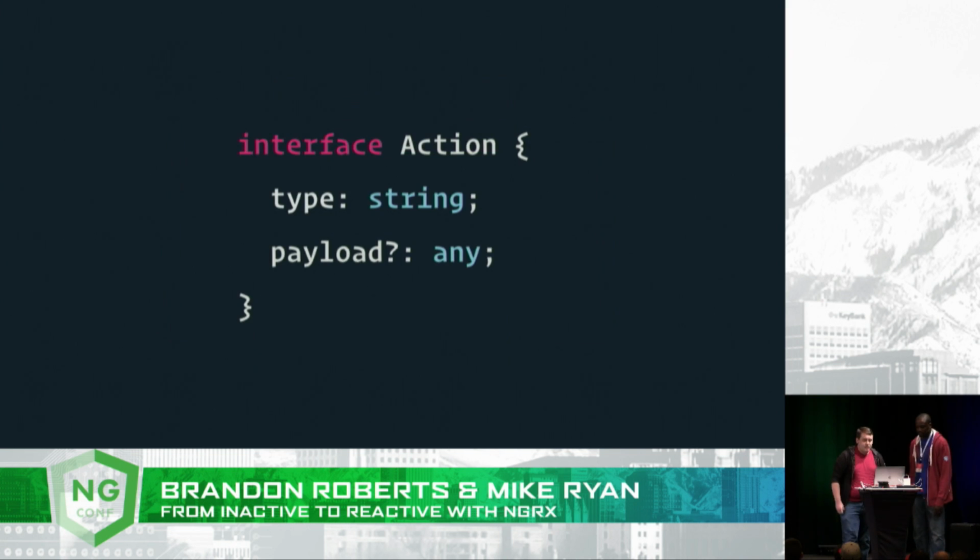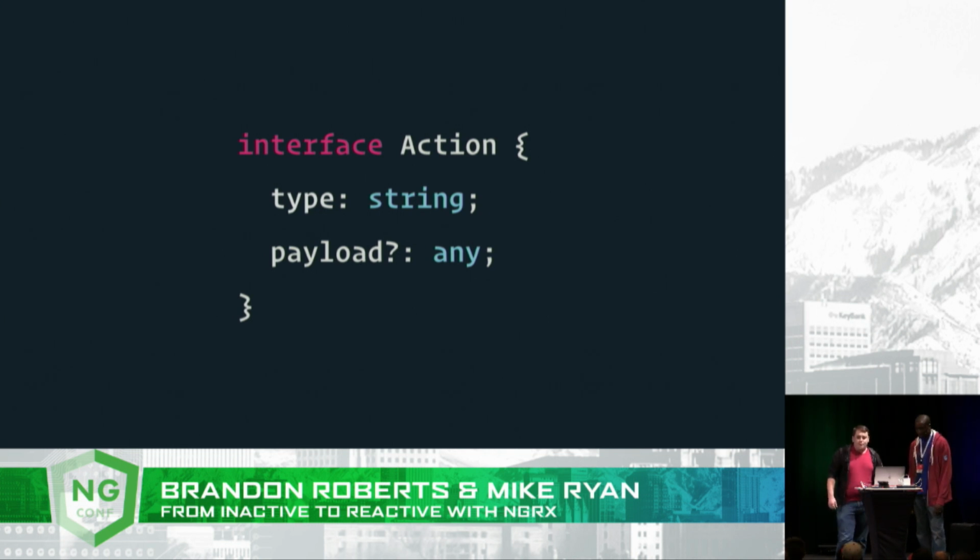So first, let's talk about actions. In order to represent all of our UI events and HTTP responses in a consistent way, we have to add here to this action interface. And an action interface has one required property, a type. And that type needs to be a string, and it needs to be unique amongst all actions in our application.